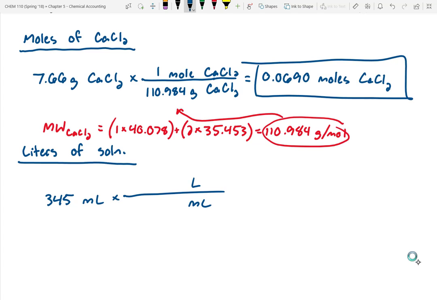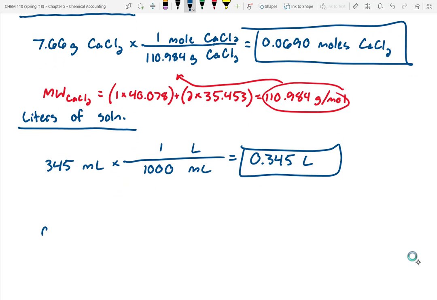This is going way back to beginning of the term. One goes on top because it's the bigger unit. So the smaller unit, which is milli, should have the bigger number. What number goes in the bottom? 1,000, exactly. Okay, so if we go ahead and do this, we get 0.345 liters.